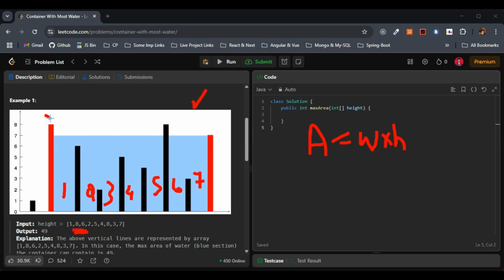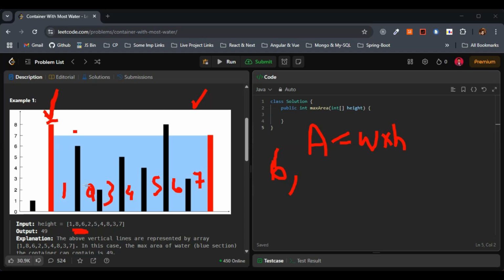We will be starting from the line which has the highest length. Here in this case we have 8. The last line here has length 7. For each line, let's calculate the area. For the first line we have 6, and the width between this one and the last one is 6. 6 into 1 is nothing but 6 for the first one.